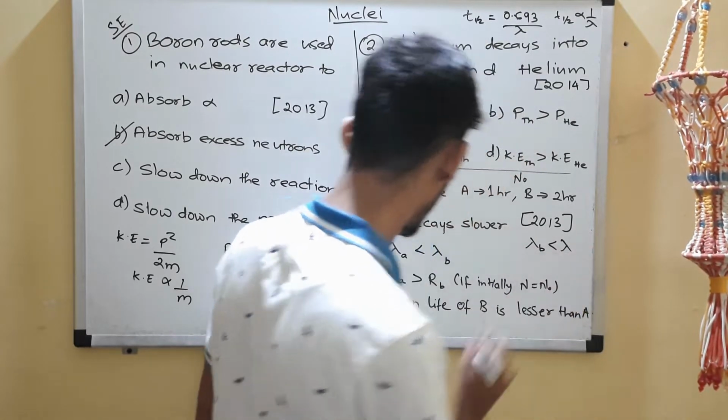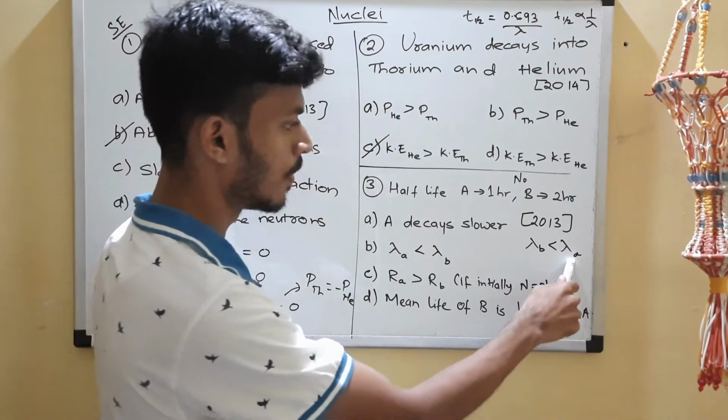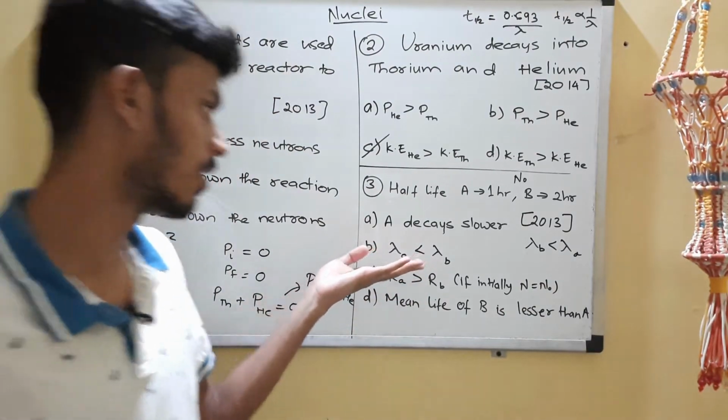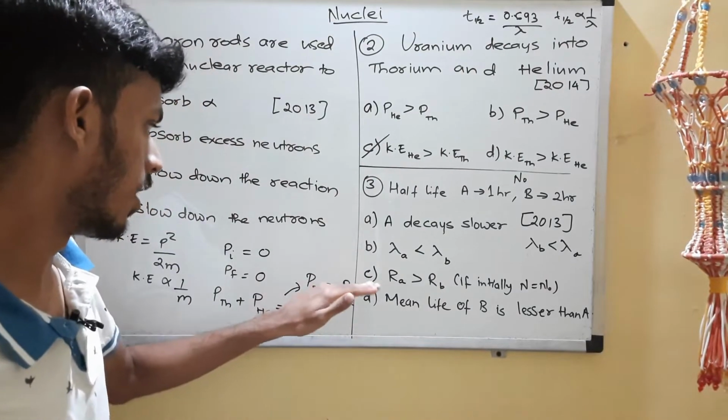So it will be somewhat like this. As you can see here, A should be greater, right? Decay constant of A is greater. Here it shows that decay constant of A is less than B, which is again incorrect. Now let's come to C.